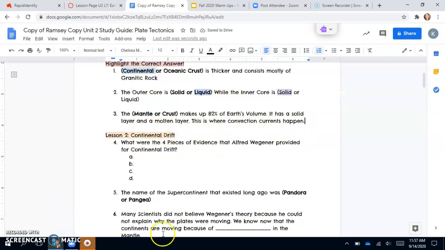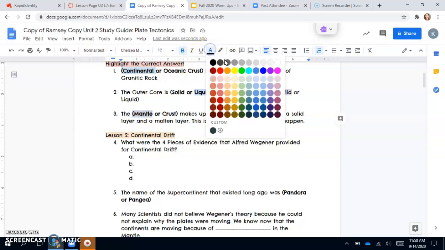Okay, the mantle or the crust makes up 82% of Earth's volume. It has a solid layer and a molten layer. This is where convection currents happen. So convection currents are going to occur in our mantle. So I'm going to highlight our mantle. So remember, our convection currents are what drives plate tectonics.